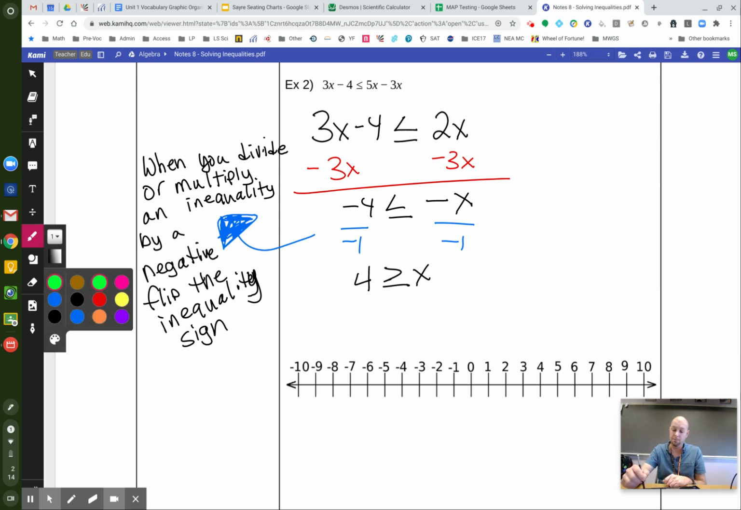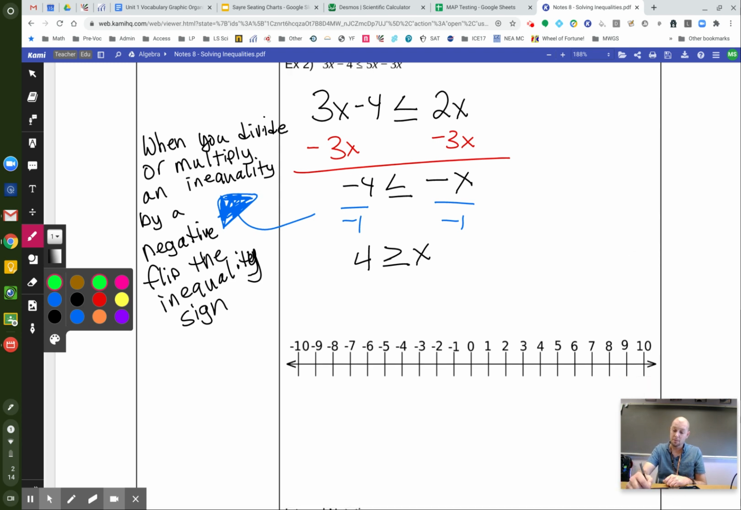So I'm going to make a bracket at 4, but I'm going to have it facing that way because this is telling me x has got to be smaller than 4, which means I go to the left. Then I'm going to shade, and go that way.